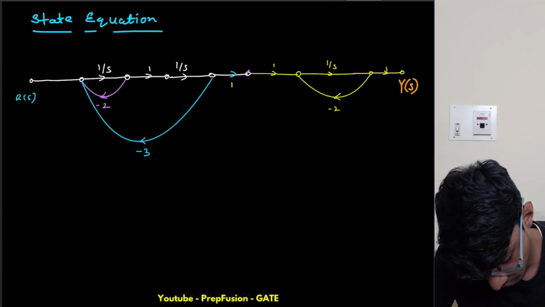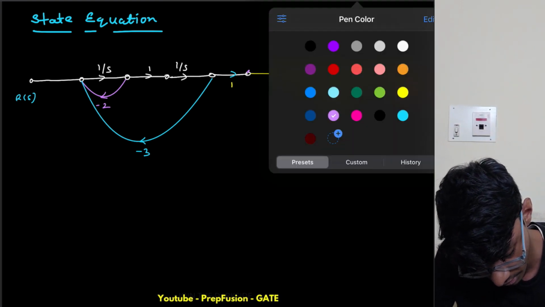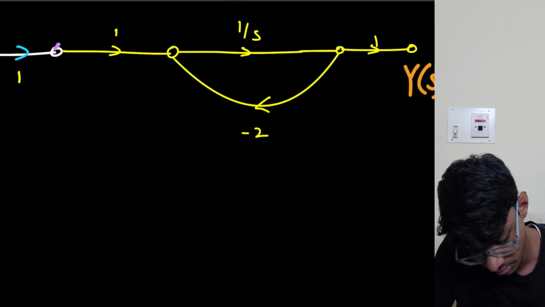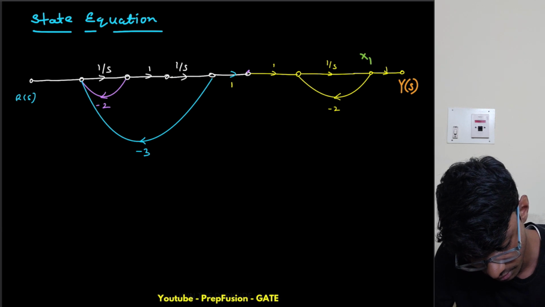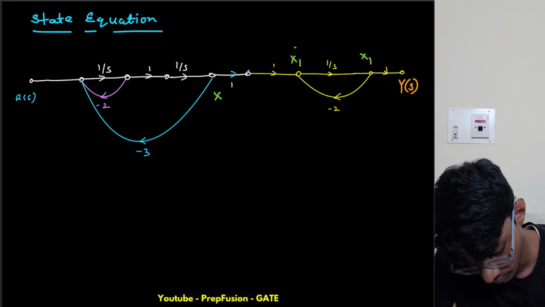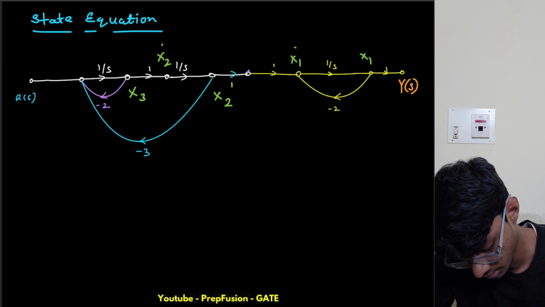So I will write the state variables basically. Let me choose a color. What color should I choose? Green. Yeah, so this one I will choose as x1, this one will be x1 dot, this one will be x2, this one will be x2 dot, this one will be x3, this one will be x3 dot.